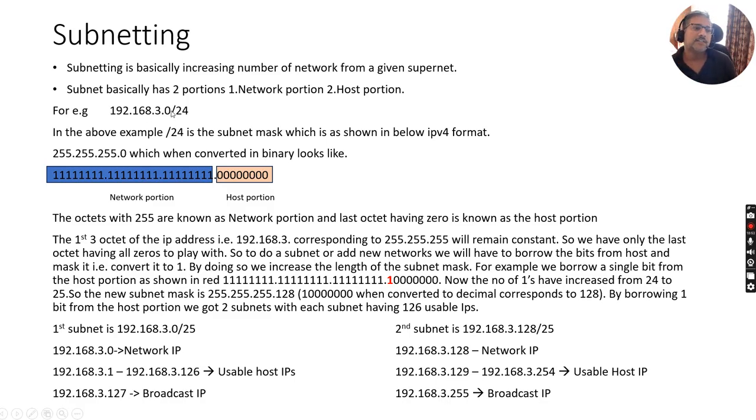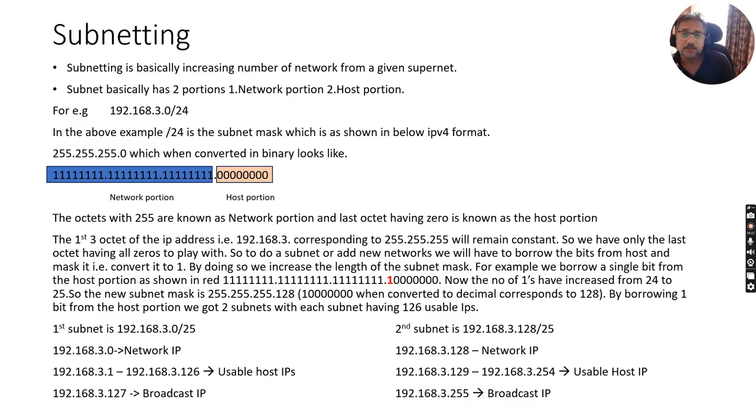So 3.0/24 was your original subnet. It was a single subnet and the host portion was carrying 8 bits. So 8 bits means 254 usable hosts were there. Why not 255 or 256? 2 raised to 8 is equal to 256, but you have to subtract 2 from that 256, for the network IP and broadcast. So the resultant usable hosts were 254.